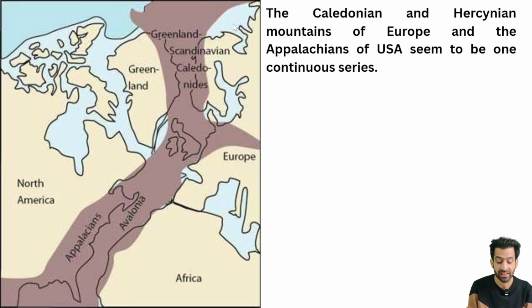Okay, the second evidence, the Caledonian and Hercynian mountains of Europe. What are those mountains? You might be aware of the Scandinavian regions, Norway, Finland. Those are the regions where we have mountains, the Jolan Mountains, the Scandinavian highlands. These mountains form a chain along with the mountains of North America. We have the Appalachians. You might be aware of the Appalachian mountains. They are located in North America.